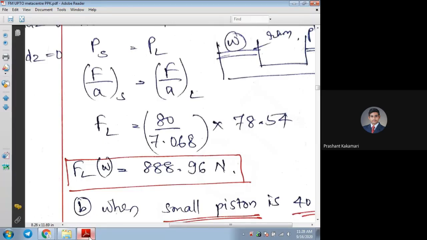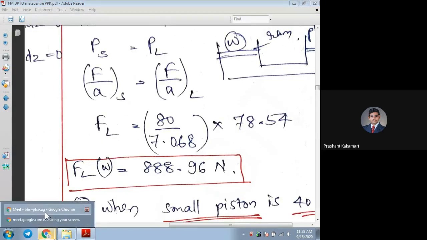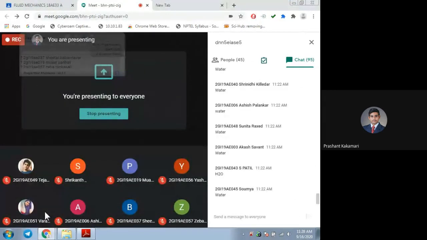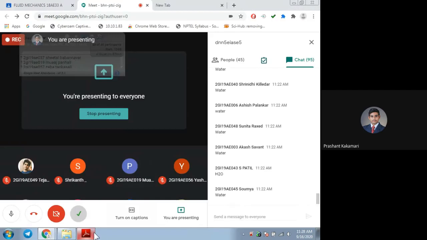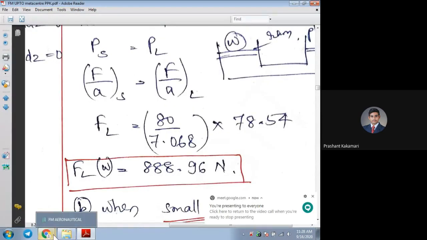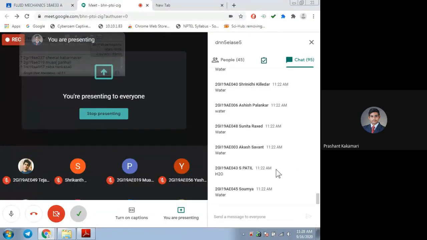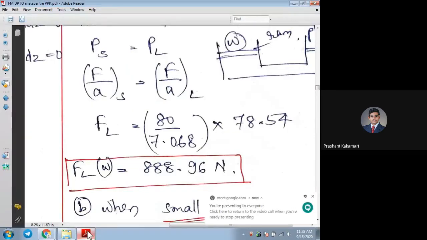Now, can you tell me whether this 888.96 weight is acting on the piston, or whether the weight is already there on the piston, or any movement is there in the piston? Is there any movement for that weight, 888 newtons? Yes, when I apply a force on the small piston of 80 newtons, or if I apply the force on the larger piston 888.96, whether both the pistons are moving or not moving?